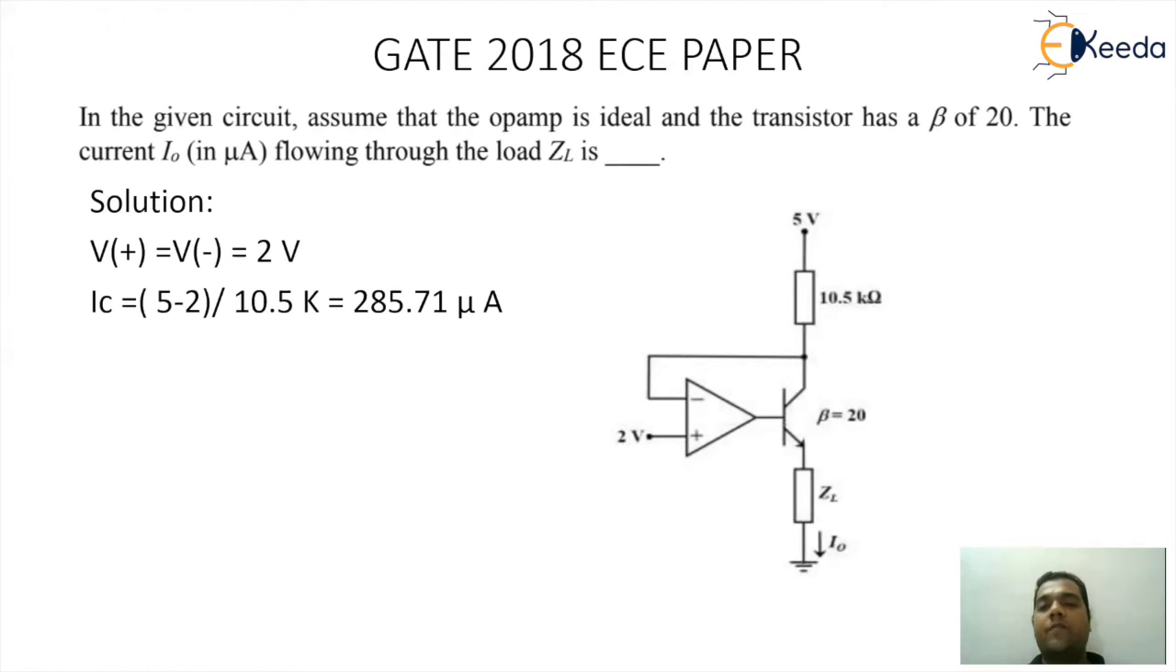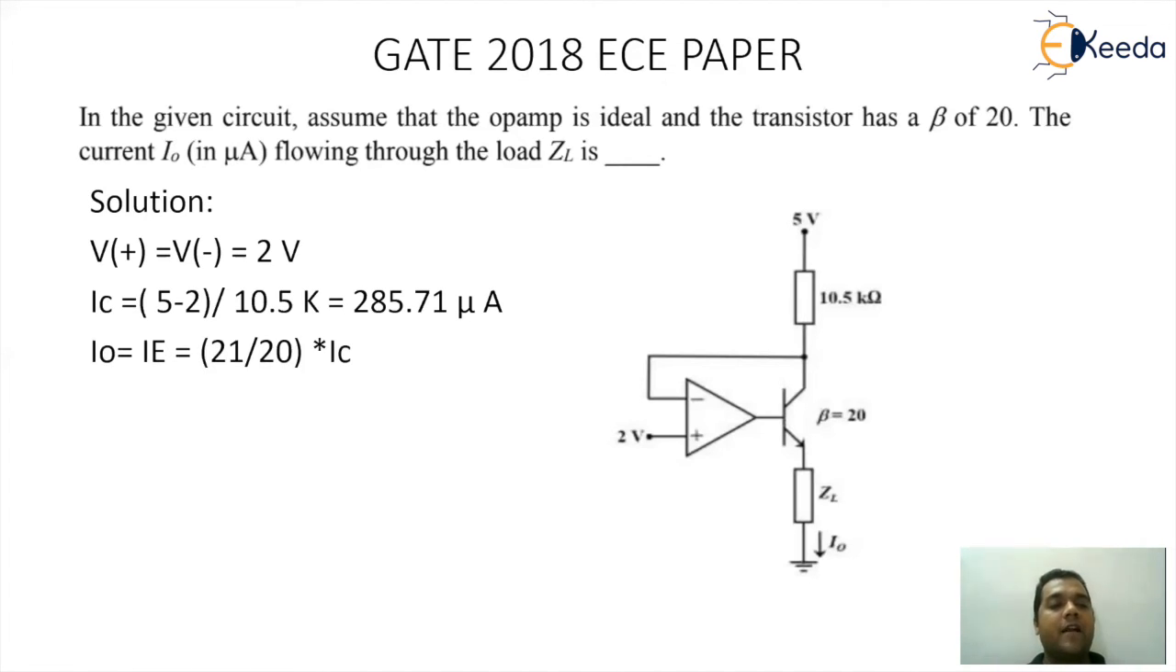For the resistance of 10.5 kilo ohm, the top node is at 5 volt and the bottom node will be at 2 volt. So the current will be 5 minus 2 divided by 10.5 K, which will be 285.71 microampere. This is the value of collector current. So now we have given the value of beta. So we can convert the collector current into the emitter current, because for the circuitry, the emitter current is basically the output current.